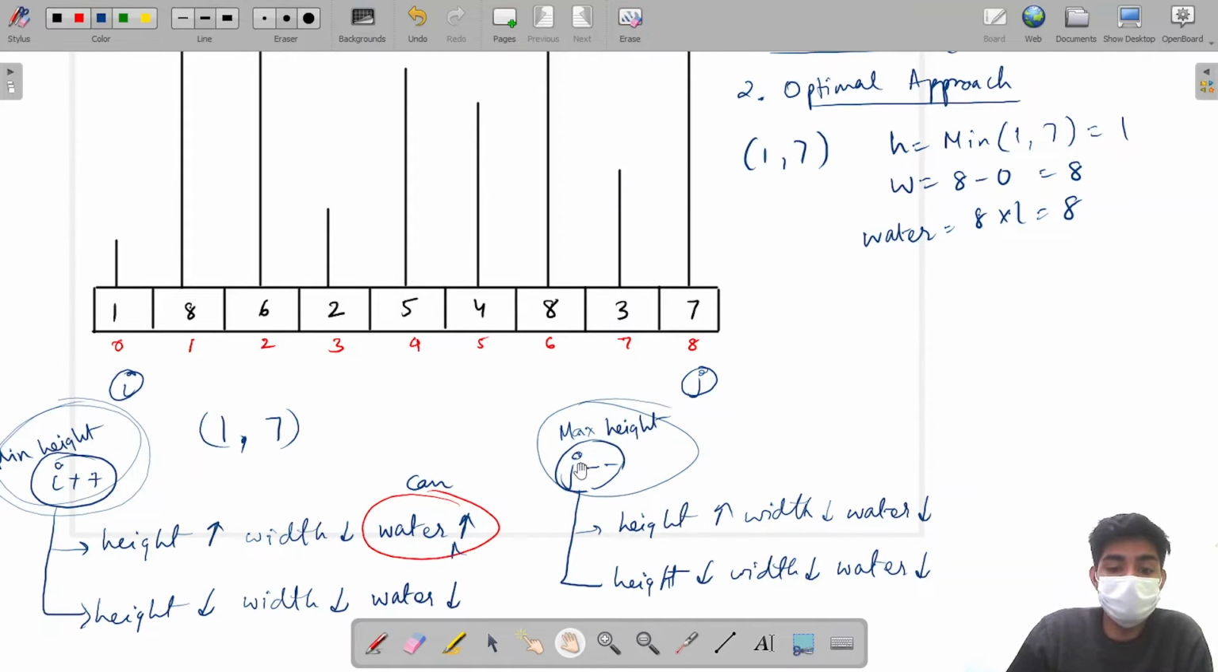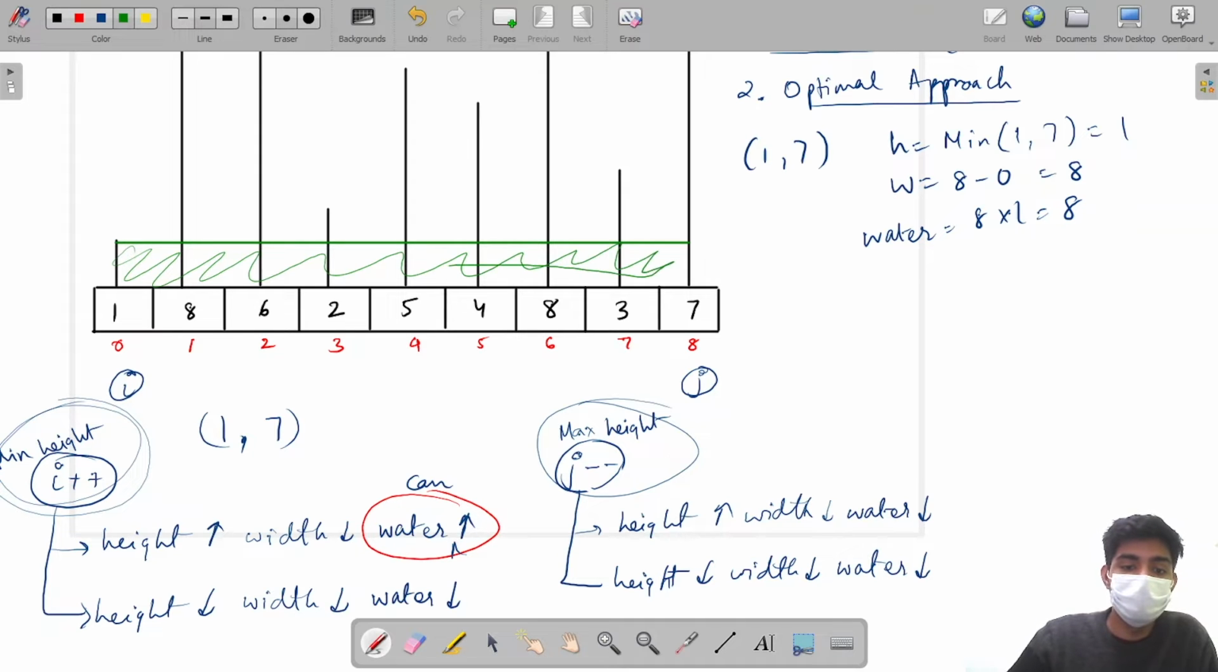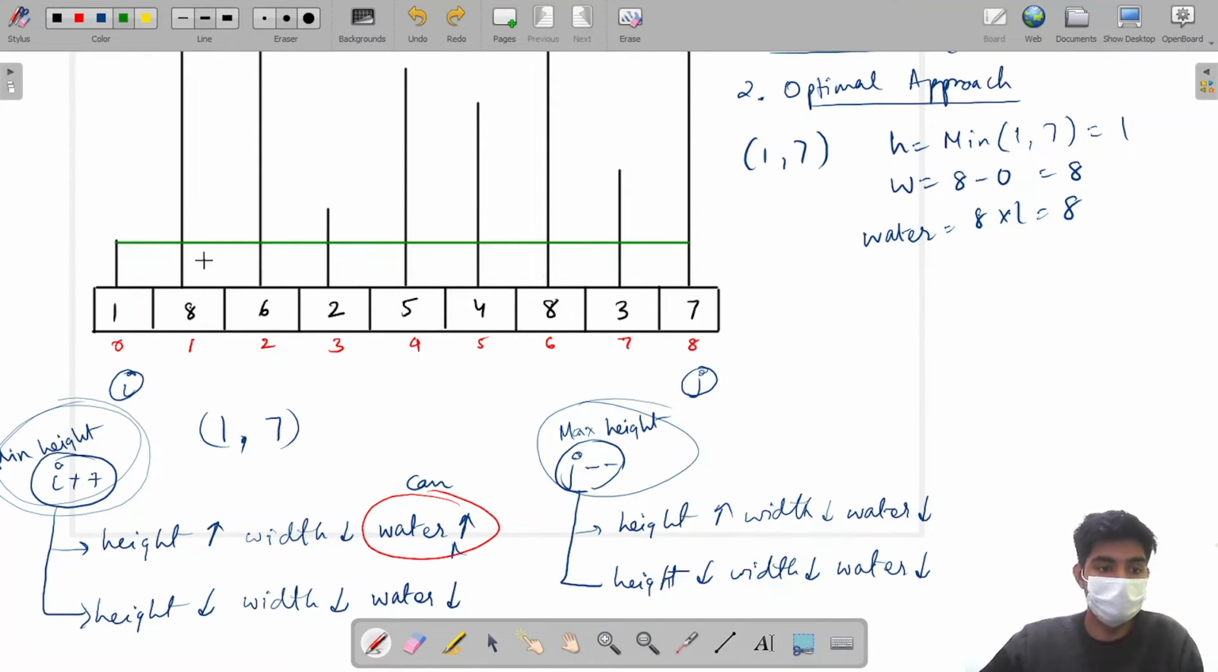Why, when my j is maximum and I'm decreasing my j, my height is increasing and my width is decreasing, but my water is also decreasing? Okay, let's take this case. Let's say I'm at 1, 7. I'm at this point. This is my answer at this moment. If I try to make a container, it will be something like this.